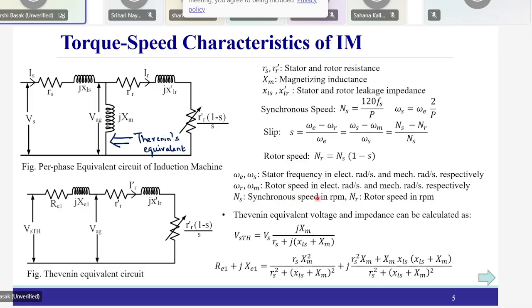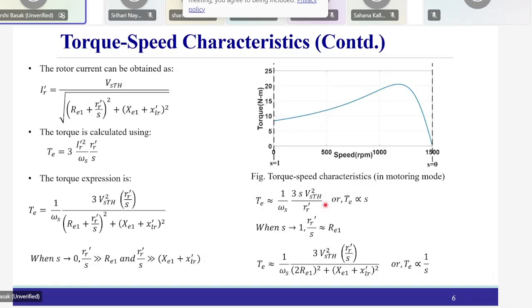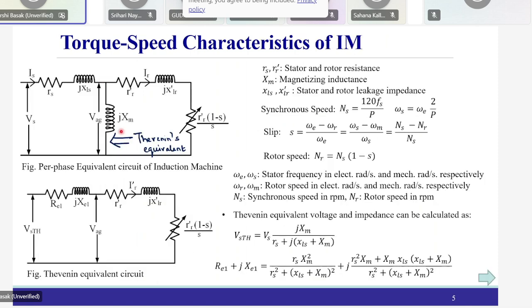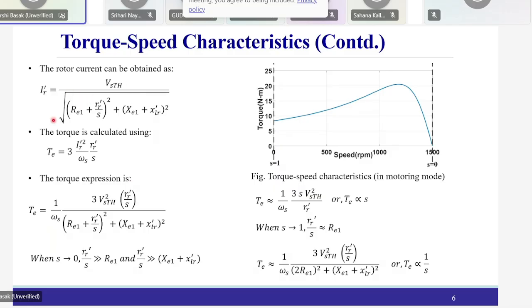Okay, so these are the different terminologies which will be used. So before going into that detailed mathematical model, I thought of defining the terminologies. So these equations are basically to define the different terminologies, right? Okay. So the rotor current. Now corresponding to this equivalent circuit, we can actually derive the rotor current equation, which is given by this formula, right?